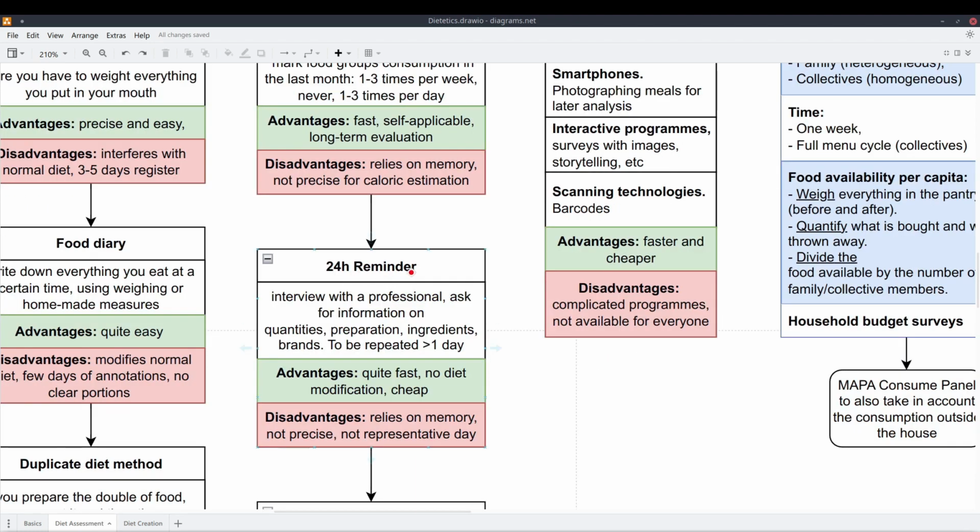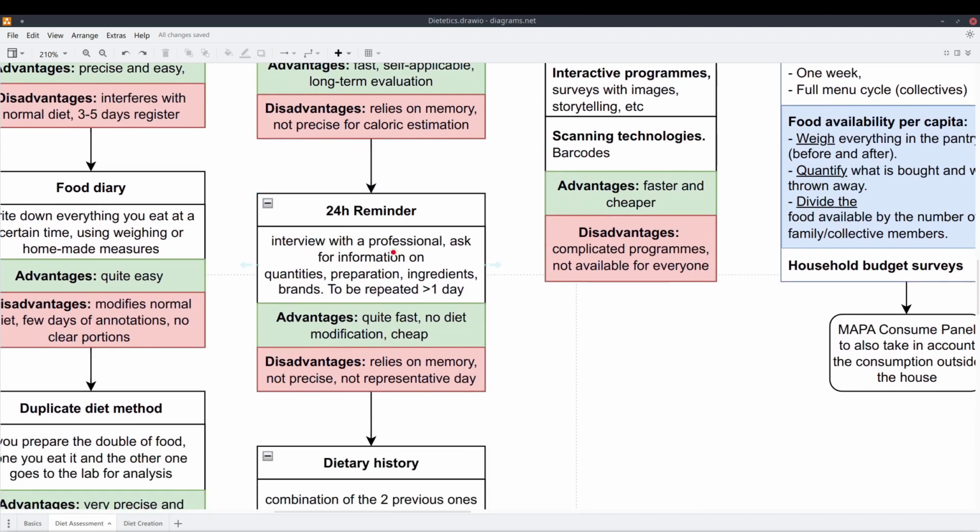The 24-hour recall. This is an interview with a professional. The professional asks for information on quantities, preparation, ingredients, and brands, and this has to be repeated on more than 1 day. The advantages: it's quite fast, there is no diet modification, and it's cheap.